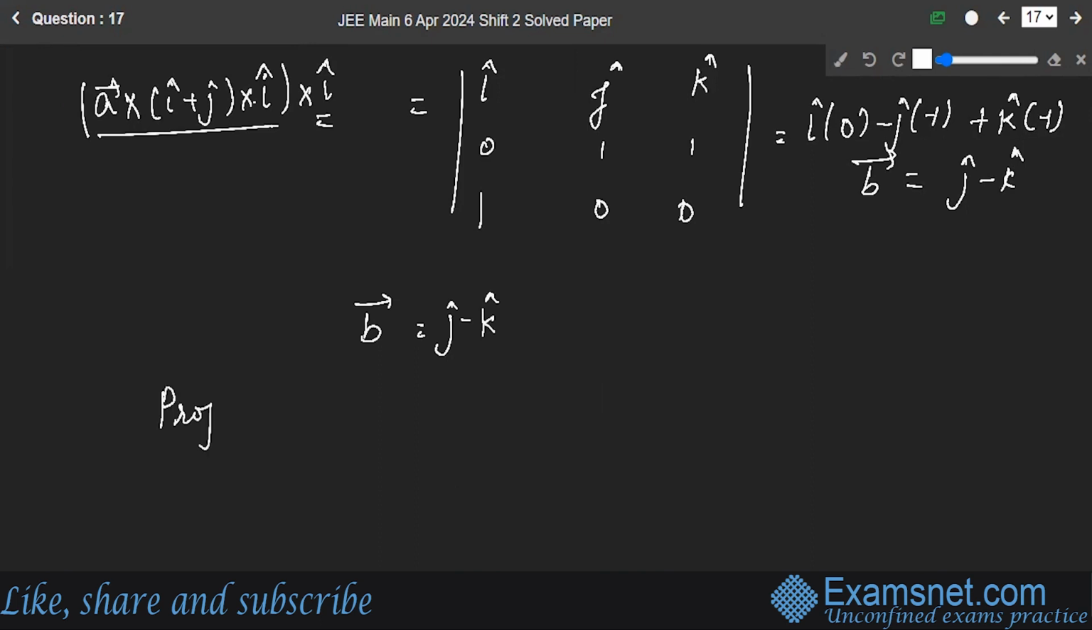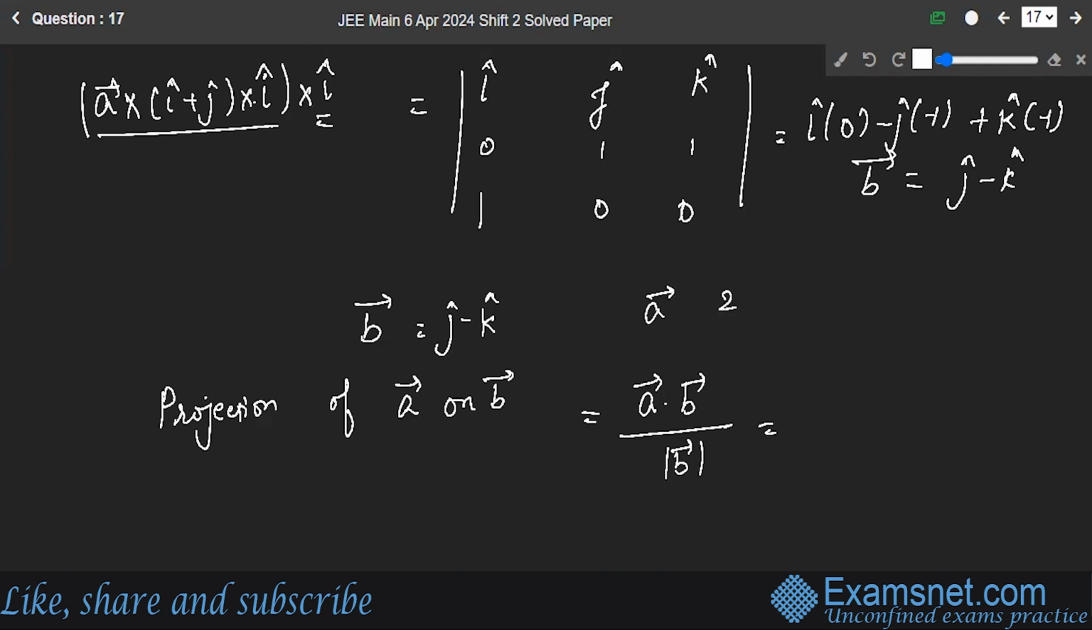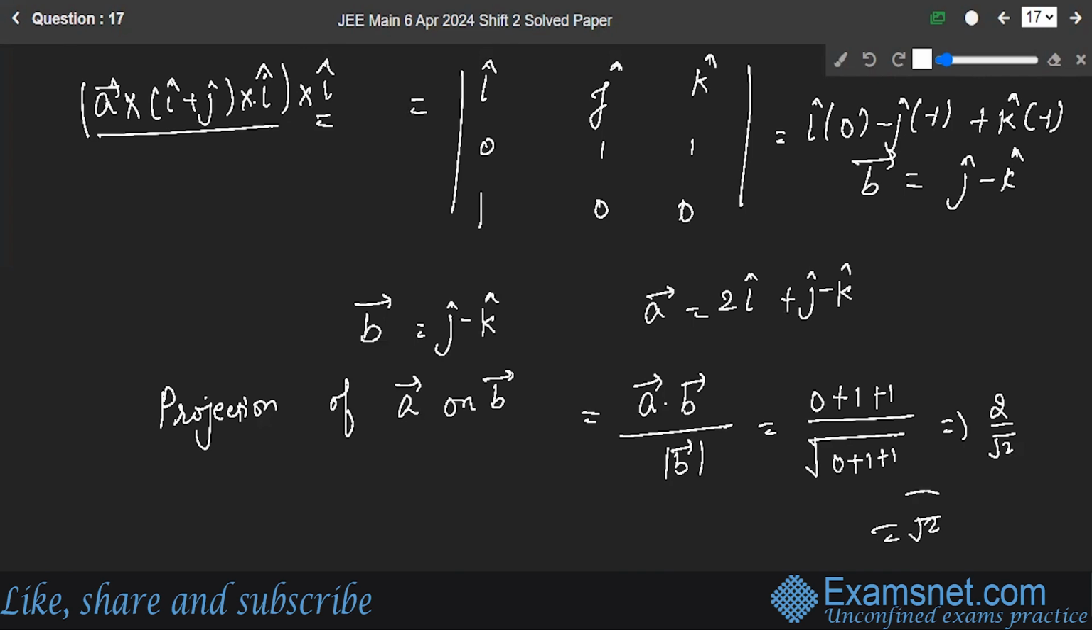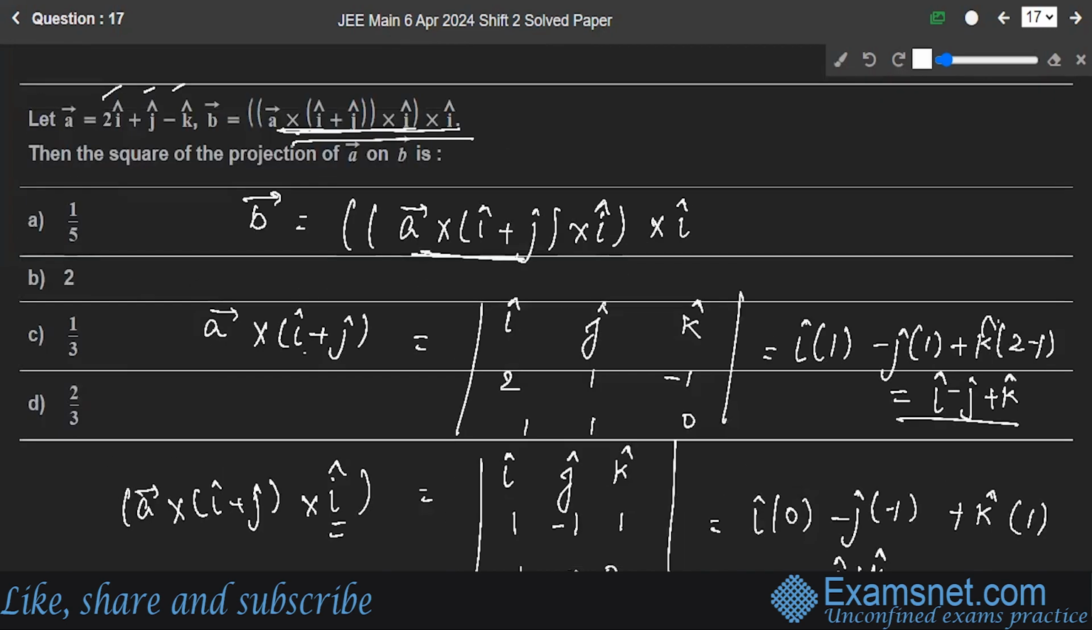Now, what you have to find out in the question was the projection of A on B. So this is given by the dot product of A and B divided by the magnitude of B vector. What is the dot product of A and B? This is B. And what is your A vector equal to? It was 2I, j and minus k. So the dot product of the two will give me 0 plus 1 upon, this is the magnitude of B, this is 0 plus 1 plus 1. So you have this, root 2, as the answer.